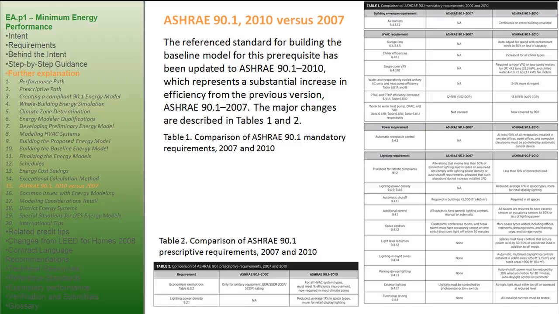ASHRAE 90.1, 2010 versus 2007. The reference standard for building the baseline model for this prerequisite has been updated to ASHRAE 90.1-2010, which represents a substantial increase in efficiency from the previous version, ASHRAE 90.1-2007. The major changes are described in Tables 1 and 2. Table 1. Comparison of ASHRAE 90.1 mandatory requirements, 2007 and 2010. Table 2. Comparison of ASHRAE 90.1 prescriptive requirements, 2007 and 2010.